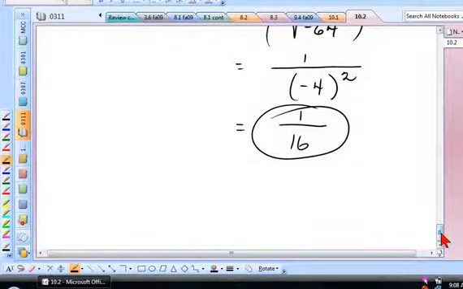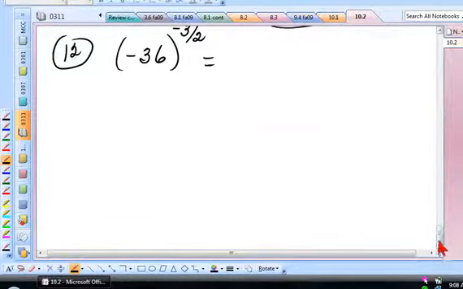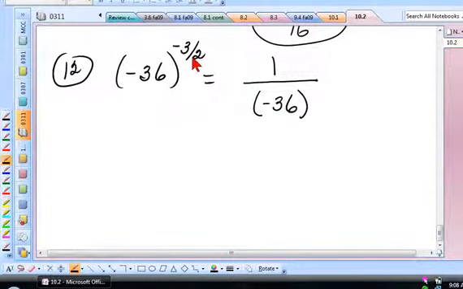All right, let's look at and try to make more sense of this. Let's look at number 12. It says take the base, -36, it's in parentheses, and raise it to the -3/2 power. All right, first thing, exponent is negative. What does that do? It says move it to the bottom. So that's 1 over, keep the base -36, change the exponent to positive 3 over 2.